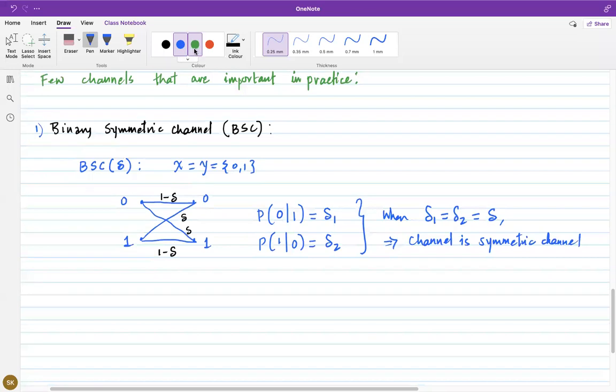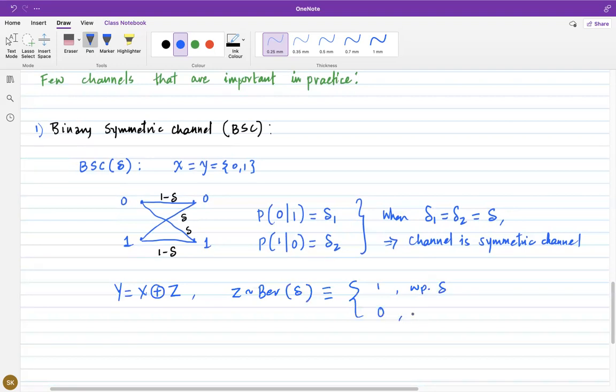Now mathematically, one can also write the output that you get on the channel as y equals x XOR z. So you take an XOR of any input value x with some number z, which is a random variable distributed according to Bernoulli delta. That means that you generate 1 with probability delta, and you generate 0 with probability 1 minus delta.